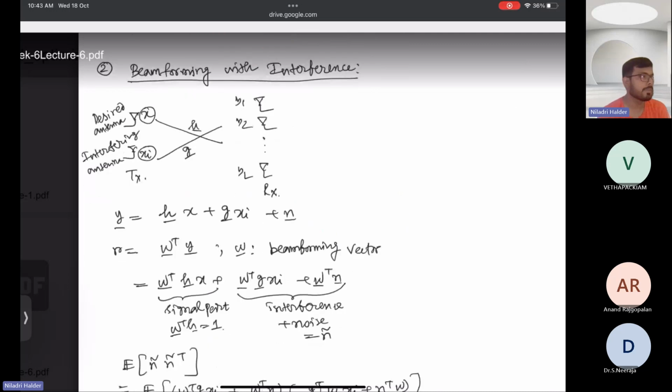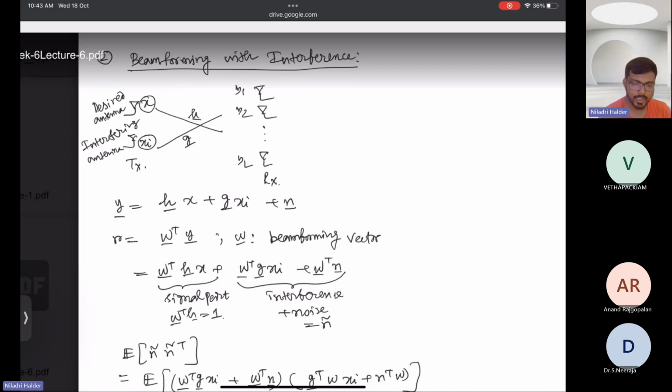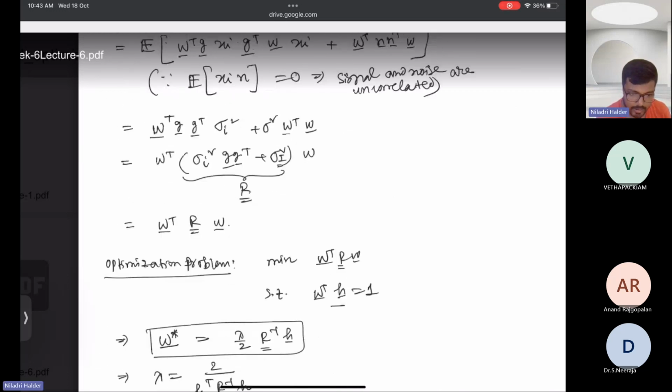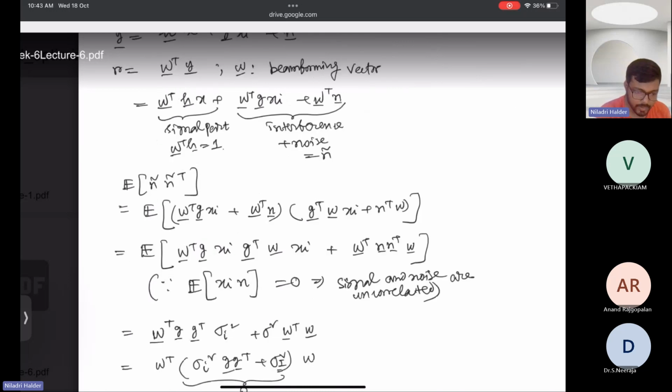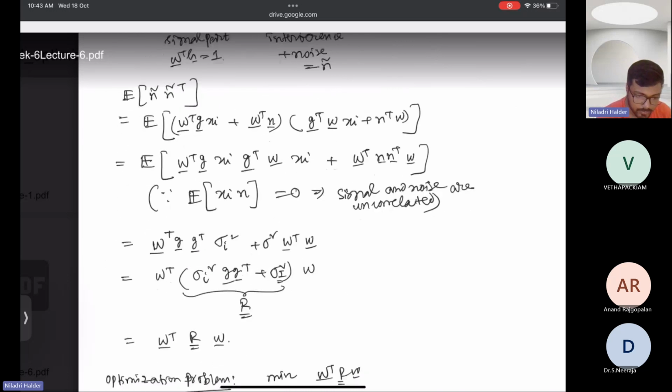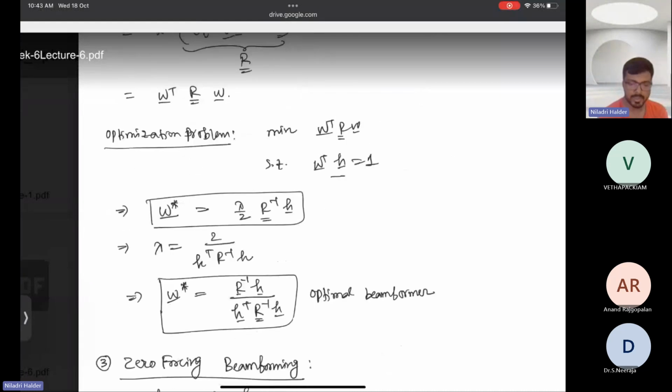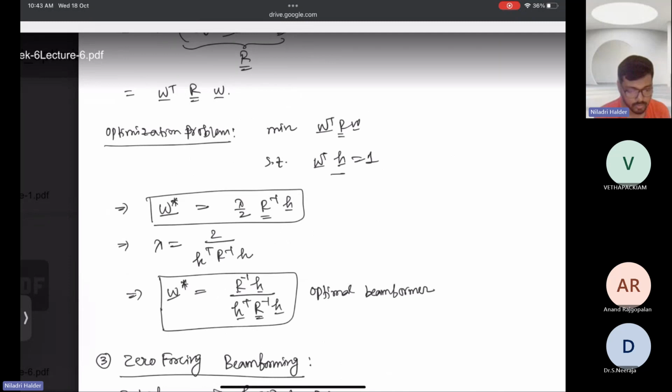Then for beamforming with interference, there are two kinds of antennas. One is the desired antenna, another is the interfering antenna, and there are L received antennas. For the optimization problem, we need to minimize W transpose RW, where R contains the noise part as well as the interference part. Okay, so that is the optimization problem, subject to y transpose h equal to 1.